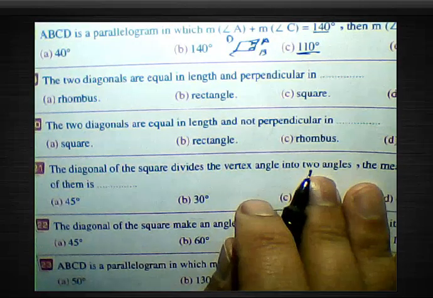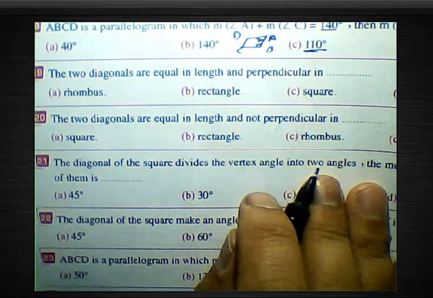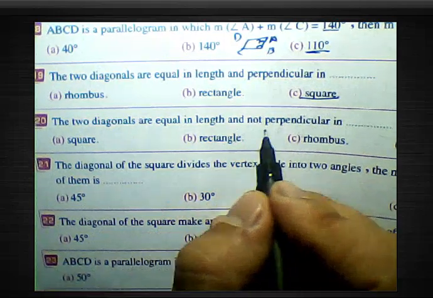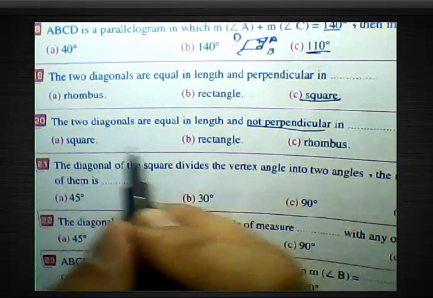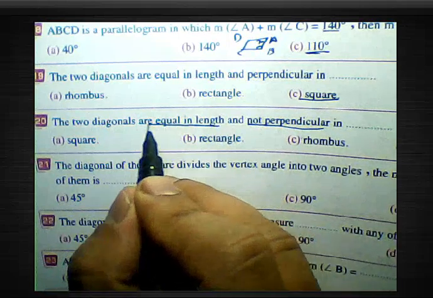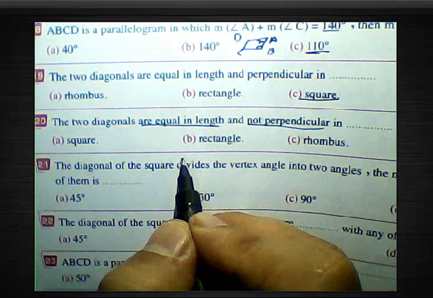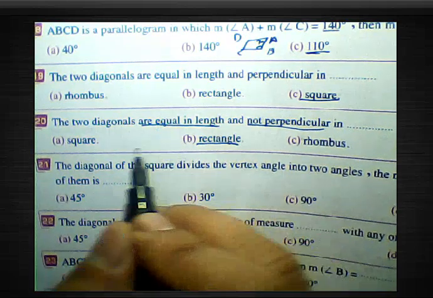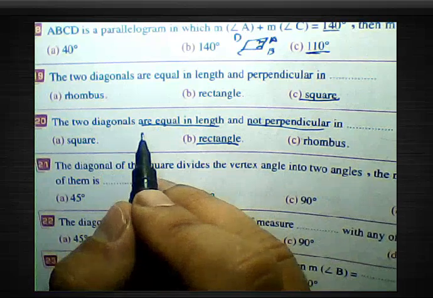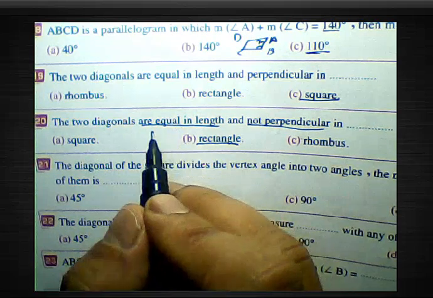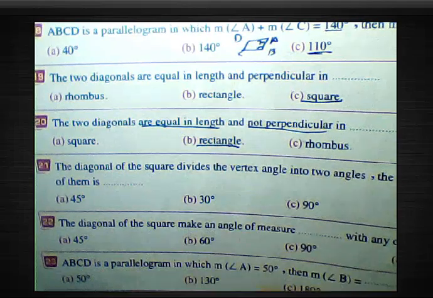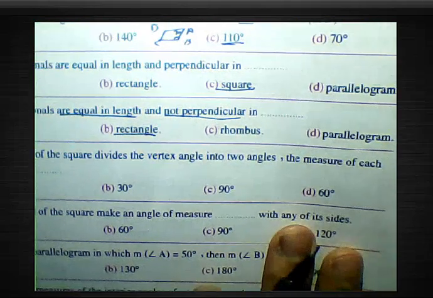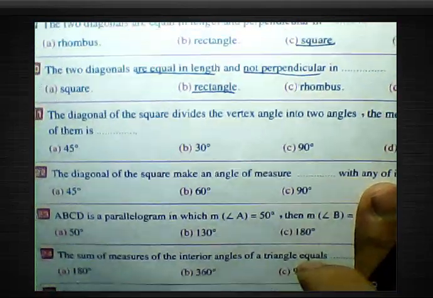The two diagonals are equal in length and perpendicular in a square. In a rectangle, two adjacent sides are not equal and not perpendicular, but the two diagonals are equal in length. In a rhombus, the two diagonals are not equal in length but are perpendicular, and in a parallelogram the two diagonals bisect each other. You must know all this information about quadrilaterals.